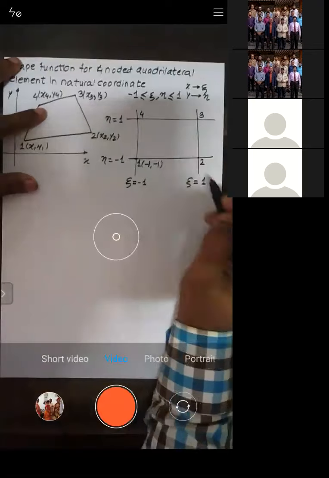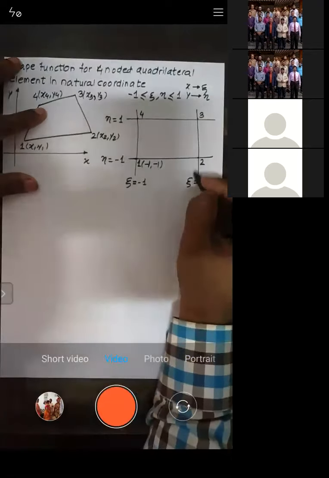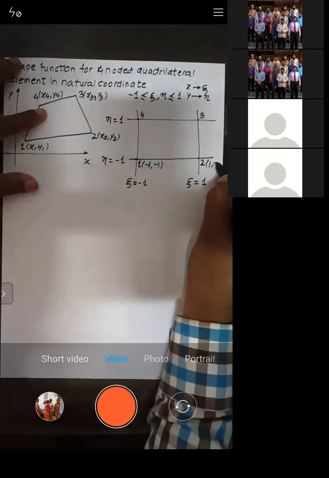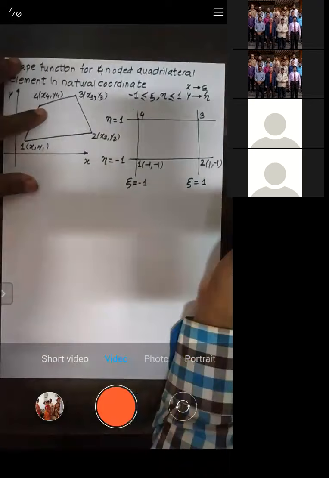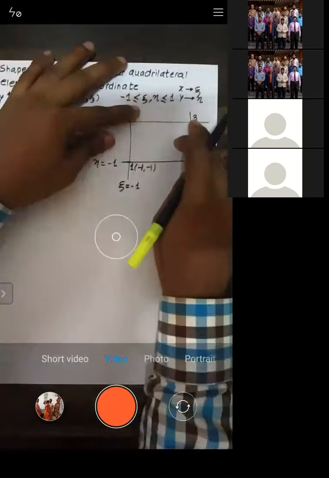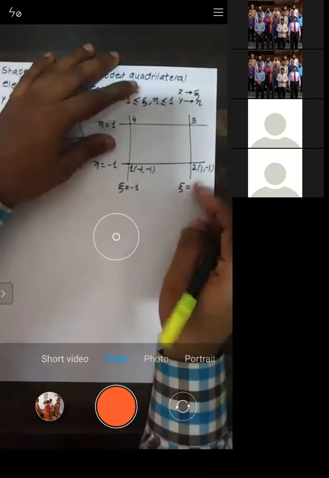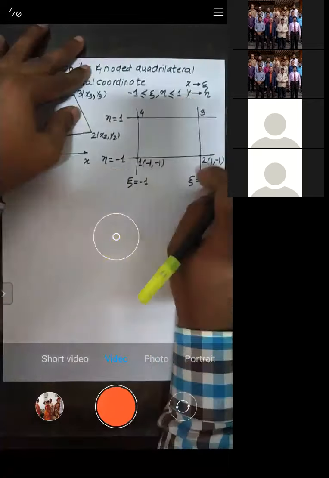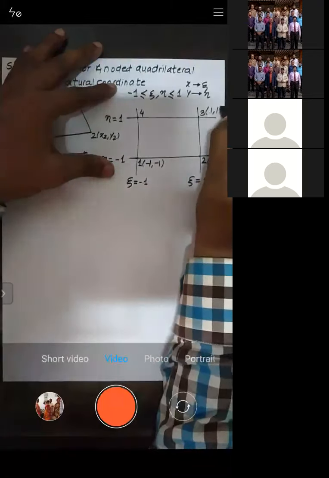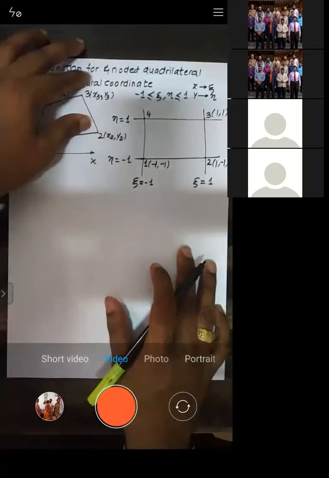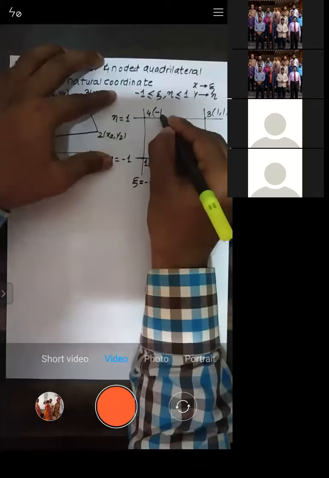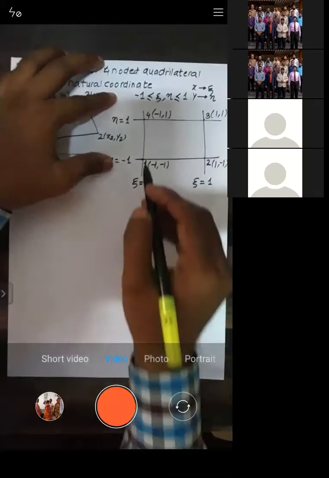Now go to node number 2. What is the value of zeta? 1. Zeta is 1. What is the value of neta? It's -1. Next, go to node 3. For node 3, try to understand. What is zeta? It's 1. What is neta? It's 1. So this is 1, 1, right? Now go to node 4. What is zeta? -1. Neta 1. So -1, 1.